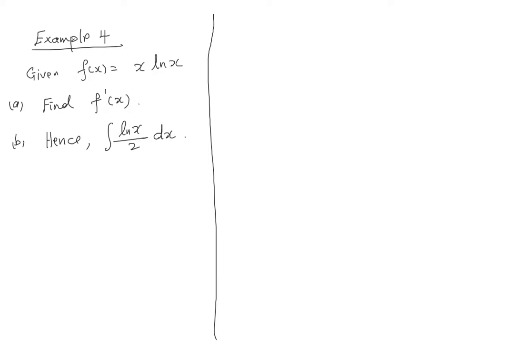Okay, this one is also using the product rule. F prime x. This is your u, this is your v. v u prime plus u v prime. So I got ln x plus 1. Right? So part B, this one don't look at first.